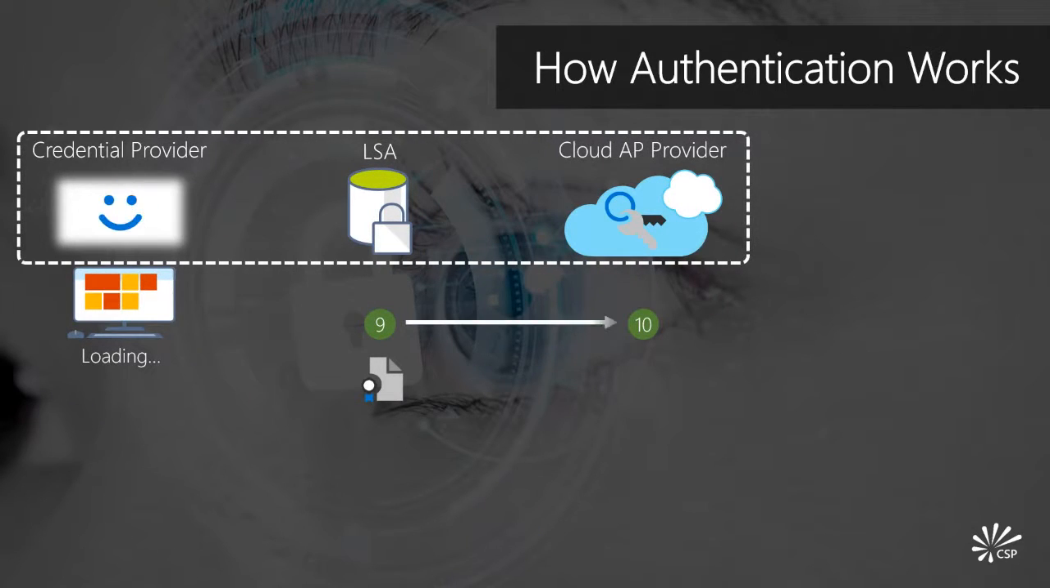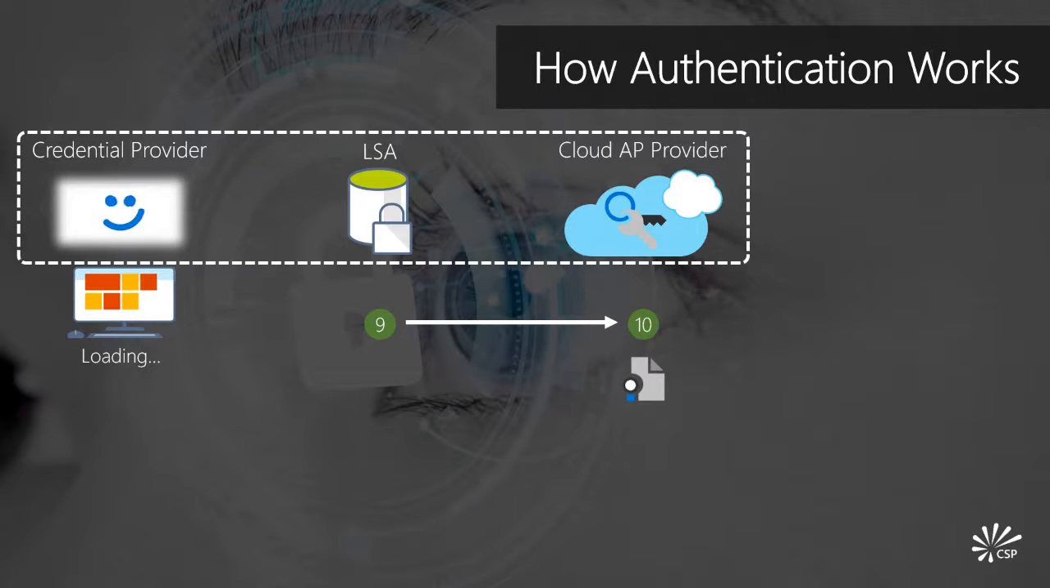But right now we've logged onto Active Directory, and now we also have to log into Azure Active Directory. So that's the second part of this authentication flow. While Windows is loading the user's profile and the desktop, the local security authority is passing along the Windows Hello for Business credential ticket to another credential provider known as the Cloud Authentication Security Support Provider, which is a mouthful, but we just call it the Cloud AP for short.